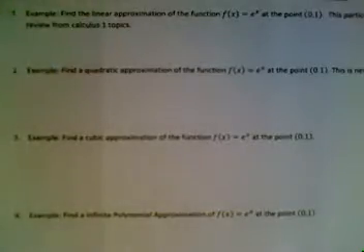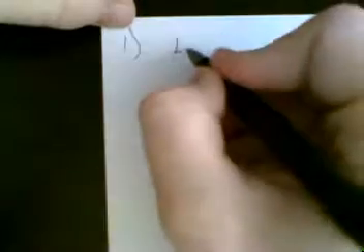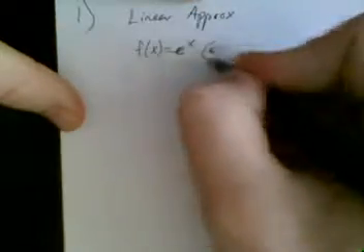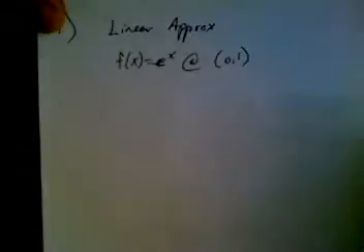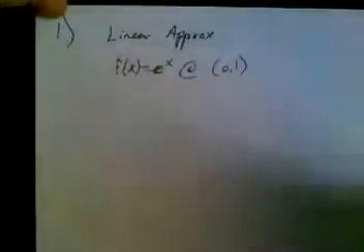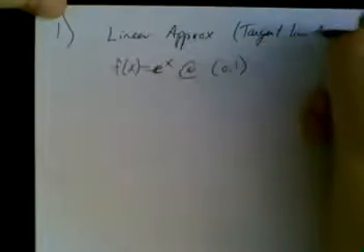Now, number 1 is not new information. It says find the linear approximation of f of x equaling e to the x at the point 0, 1. If linear approximation sounds familiar, it should. It's from Calc 1. This is also sometimes referred to as the tangent line approximation.